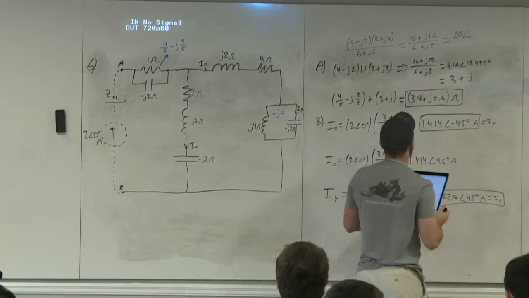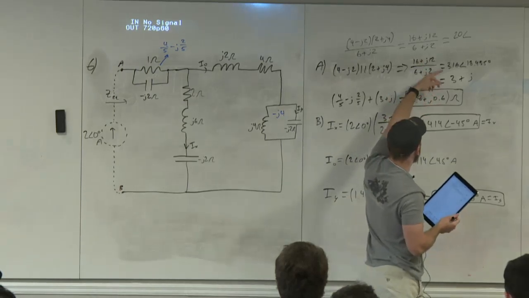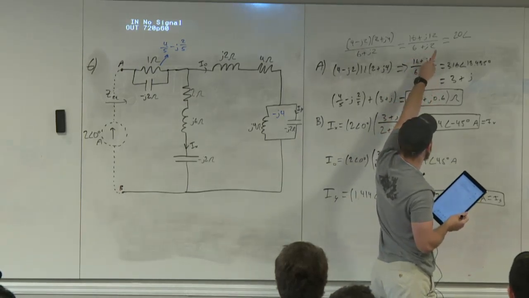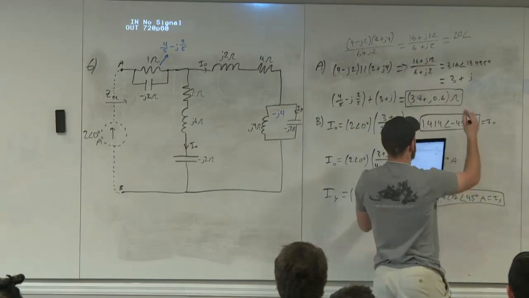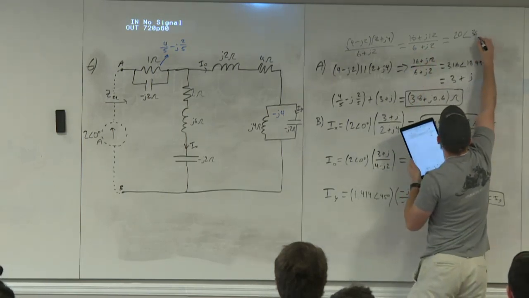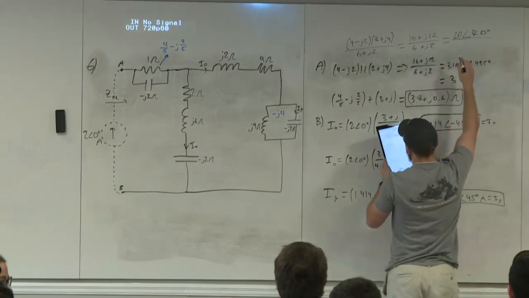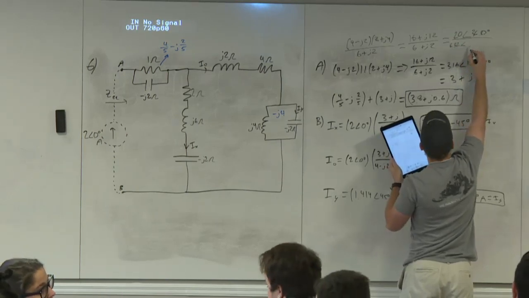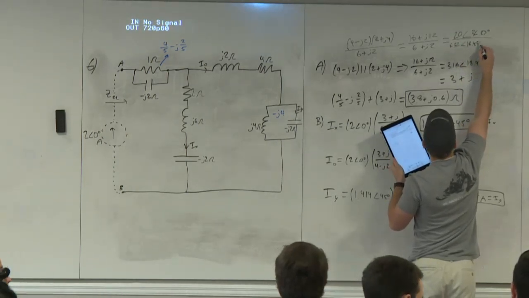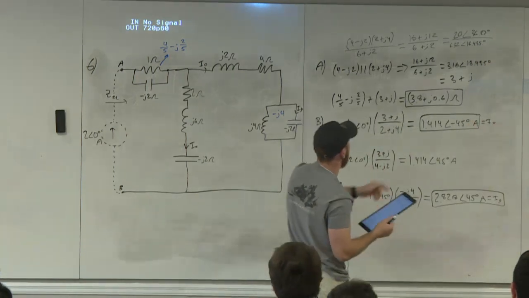And then for the angle, you use inverse tangent. So opposite over adjacent. The opposite is going to be the imaginary component, and the adjacent is going to be 16. So you'll get an angle of 36.87 degrees. And then down here you do the same thing. You get 6.32 angle 18.435 degrees.